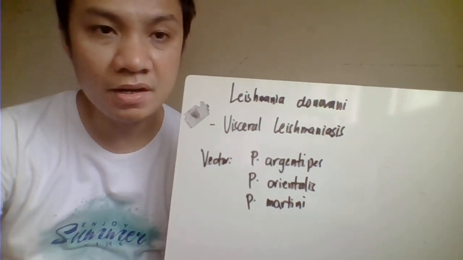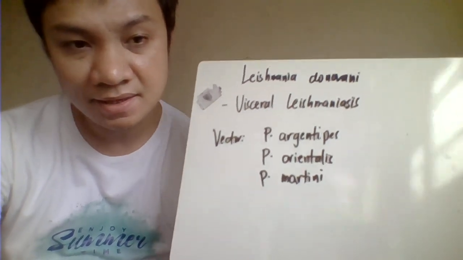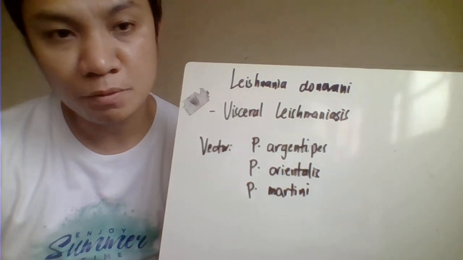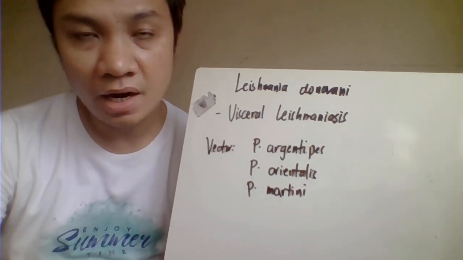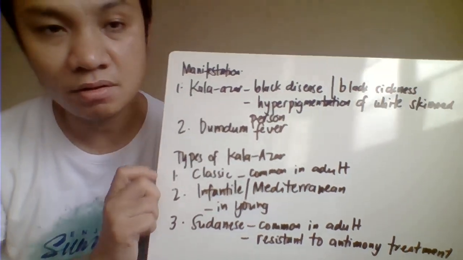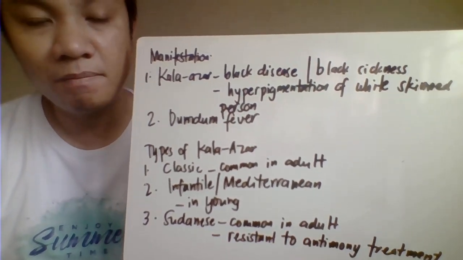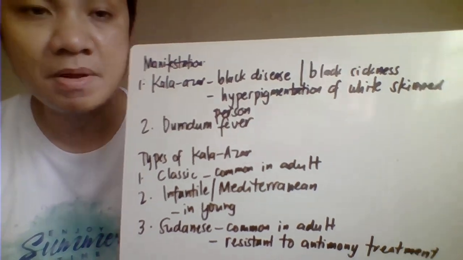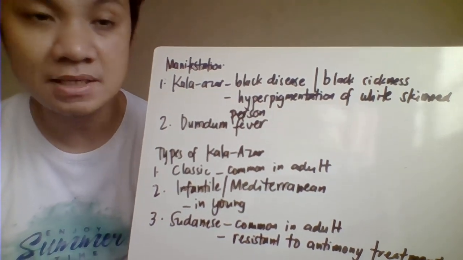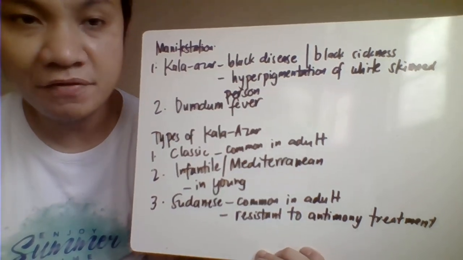Okay, the next one we have here is the Leishmania donovani. It is also called your visceral leishmaniasis. So we have the vectors: Phlebotomus orientalis, martini, and we also have here your argentipes. So for the disease manifestation, let's consider your Kala-Azar or your black disease or your black sickness, characterized here by hyperpigmentation, or the darkening of the skin in light-skinned patients. Another one, we have here the dumdum fever.